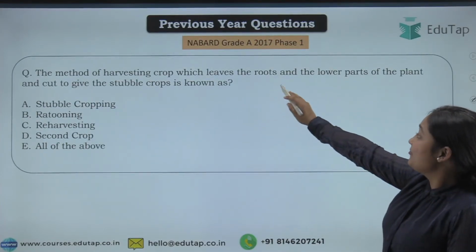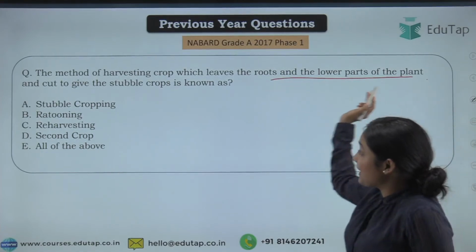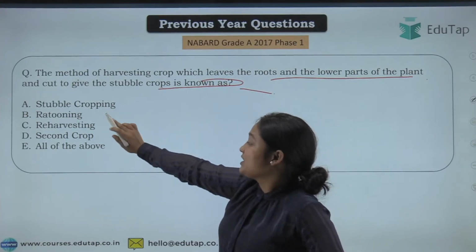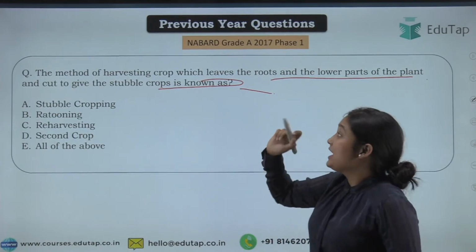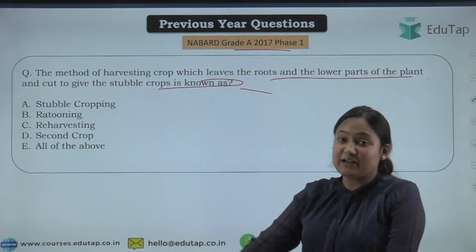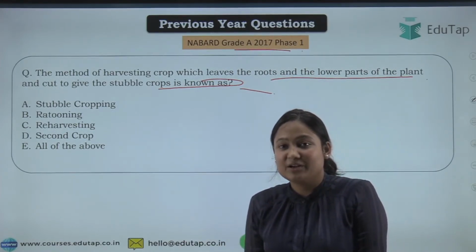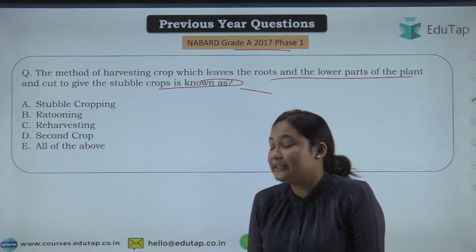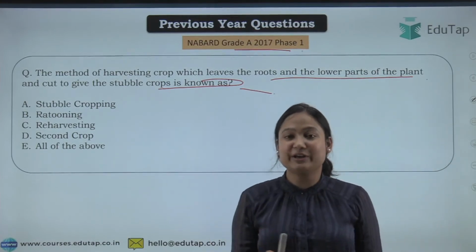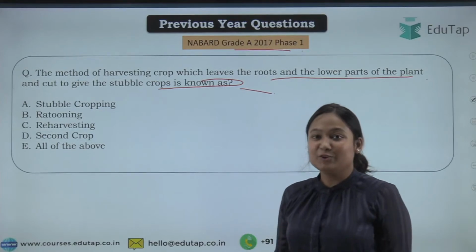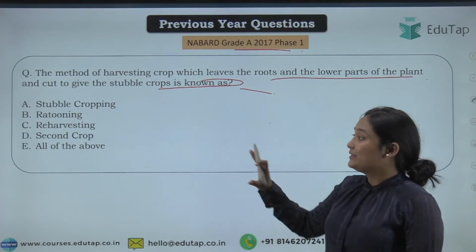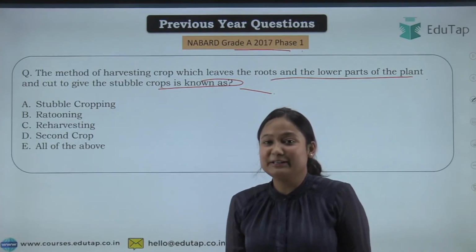The method of harvesting the crop which leaves the roots and the lower part of the plant and cuts to give the stubble crop is known as: your options are stubble cropping, ratooning, reharvesting, second crop, or all of the above. Again, this question appeared in 2017 phase 1. In 2017, many questions from this topic came. That's why I told you this is very important. Tonga has also given the correct answer, but here you'll have to focus. This time I won't give you the answer, so you can write the answer in the comment section and let me know. I won't explain it here, and I will give the answer in the next class, that is tomorrow at 1 AM. Till then you'll have to guess the answer.